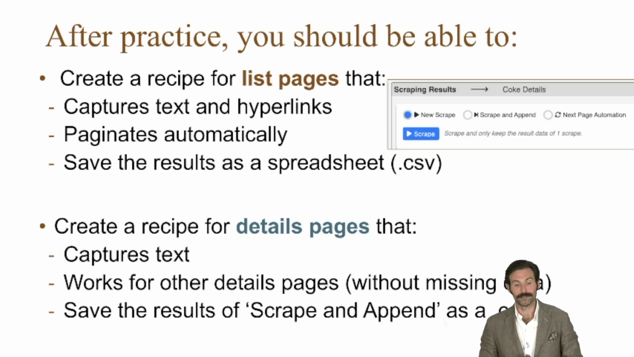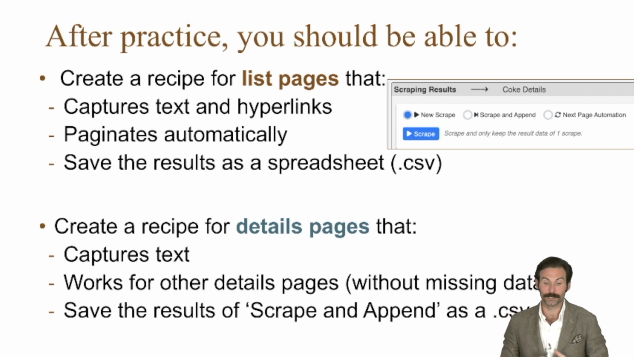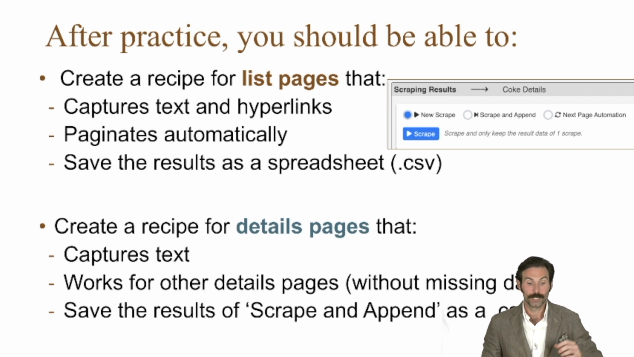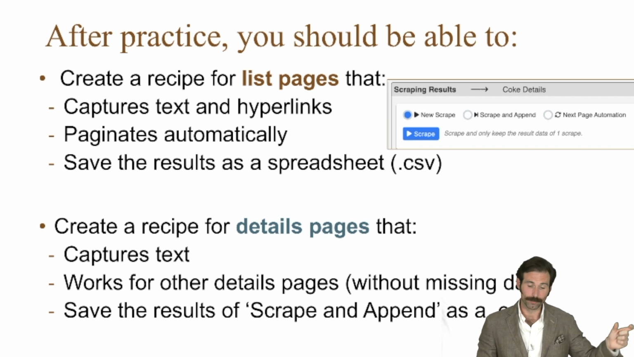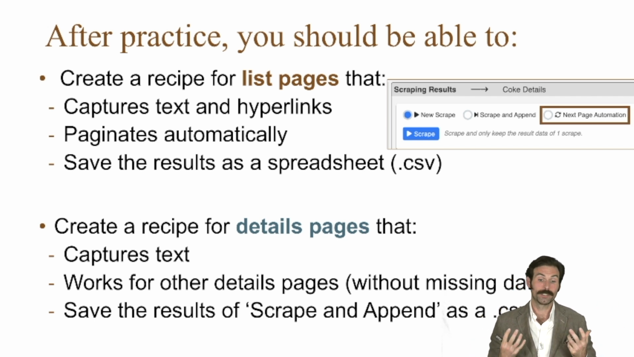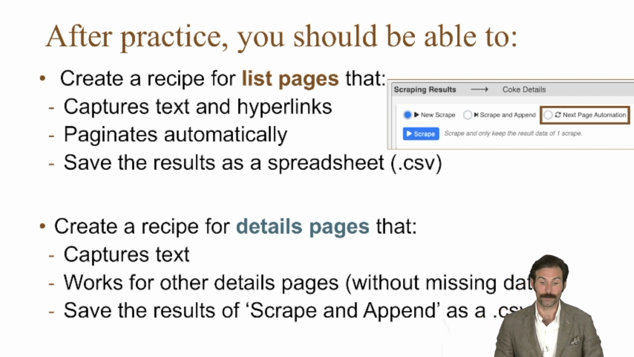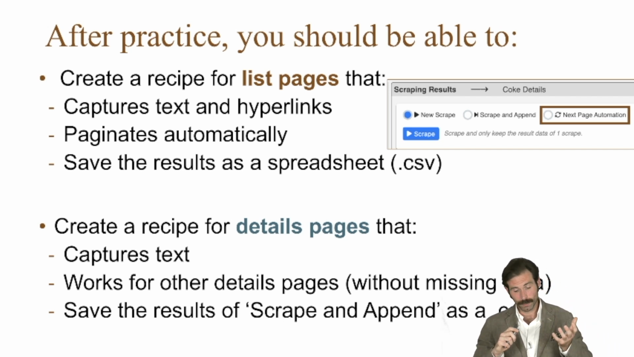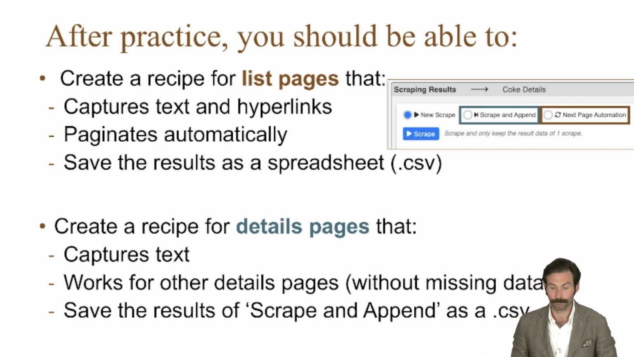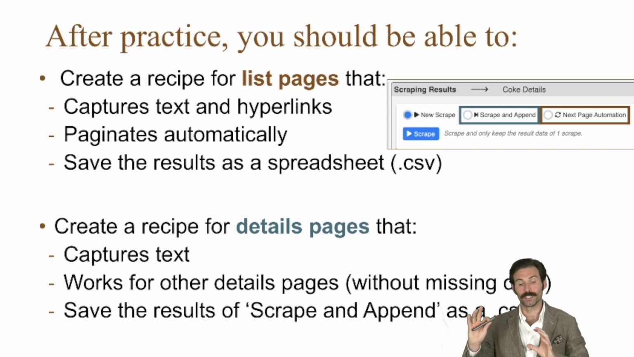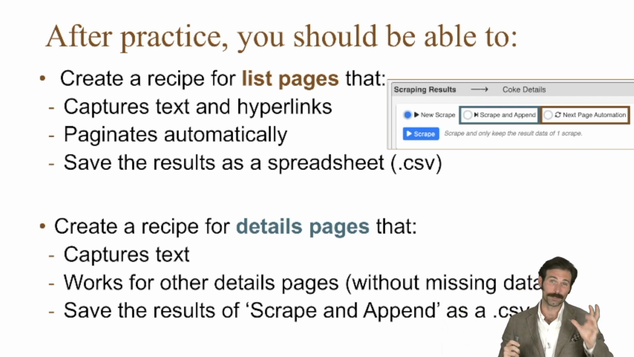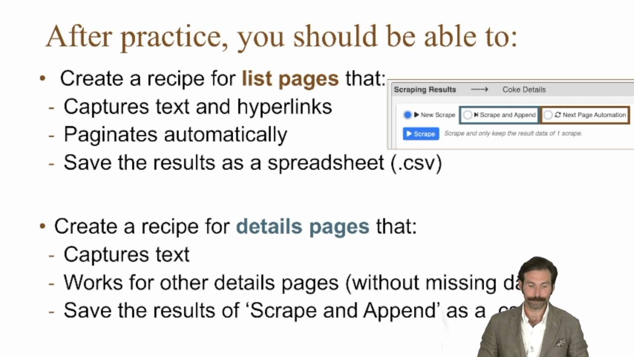into a CSV file. So how that looks actually on Dataminr is to do pagination with list pages, so to automatically go from page to page, that's under this type of scrape. If you want to build a list of details pages, so using scrape and append, that's here. So next page automation is really for list pages, and scrape and append is more for detailed pages.